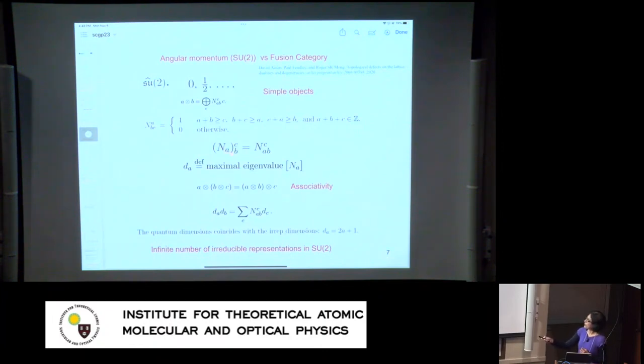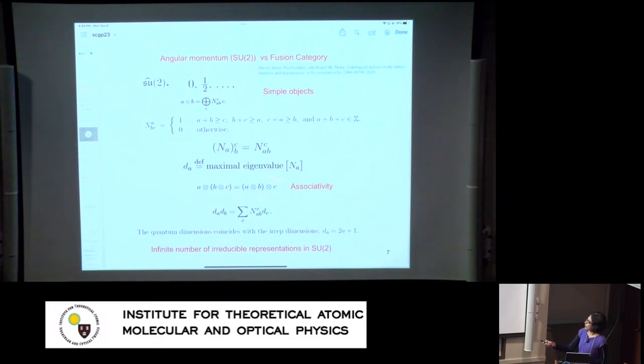Moreover, I can construct a matrix. N_ABC is a number which is either zero or one. It's zero if these two things cannot add to give me C. It's one when these two things add to give me C, and these are the conditions under which N_ABC is 1. But I can still construct a matrix like this, N_ABC. Then the largest eigenvalue of N_A is known as the quantum dimension. And this is nothing but actually the size of the irreducible representation of A.